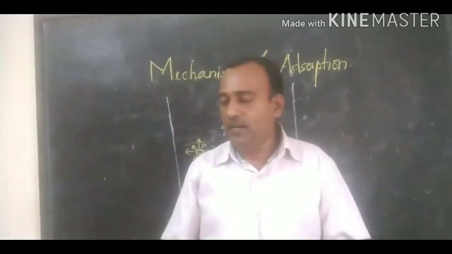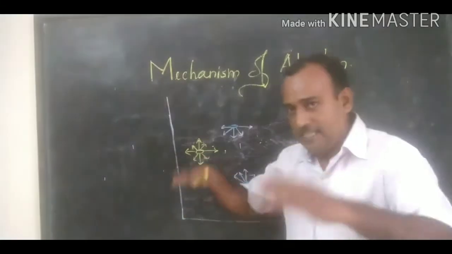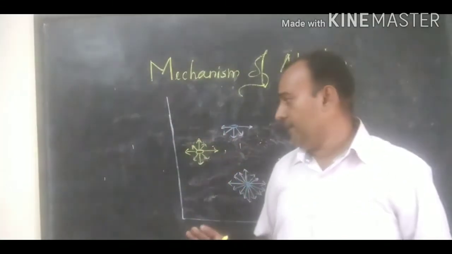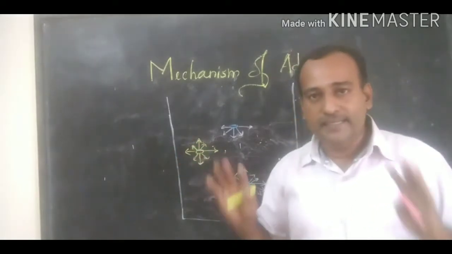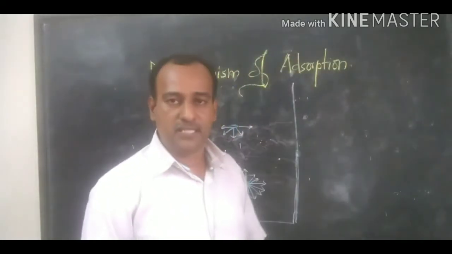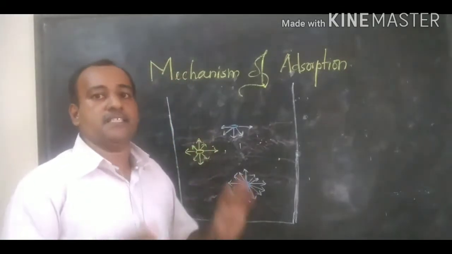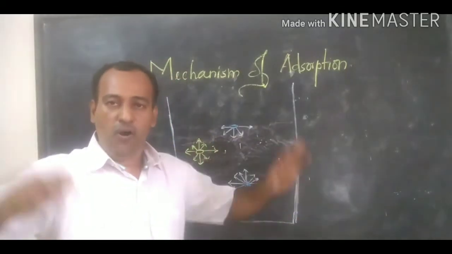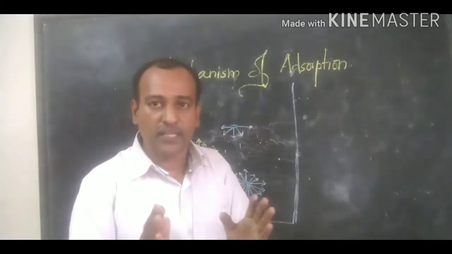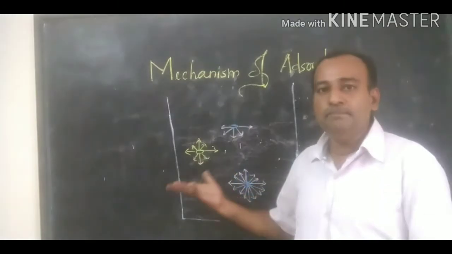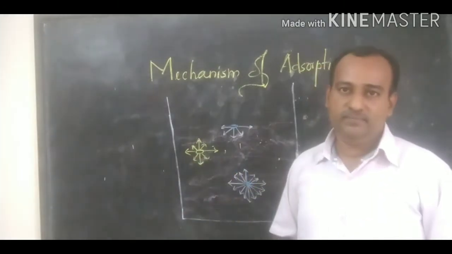Since equal types of particles surround it on all sides, the net residual force, the balanced force acting on it, is zero. So on all sides it is equally attracted. There is no unbalanced force.